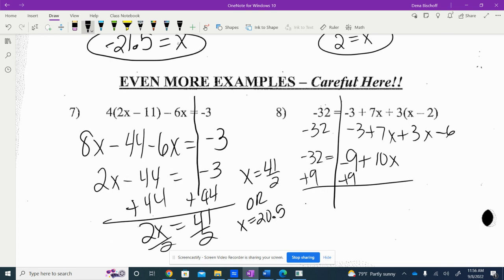Cool if I just leave it like that? Yeah, that's exactly what I would leave it as. There you go. Perfect. So you should have -23/10 equals x. Okay. Questions about those?